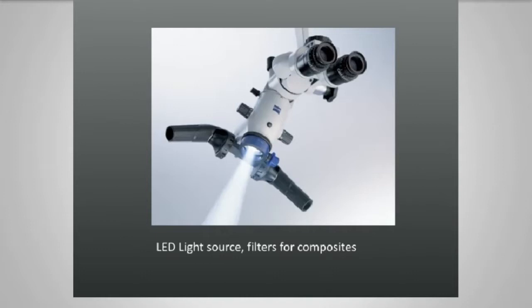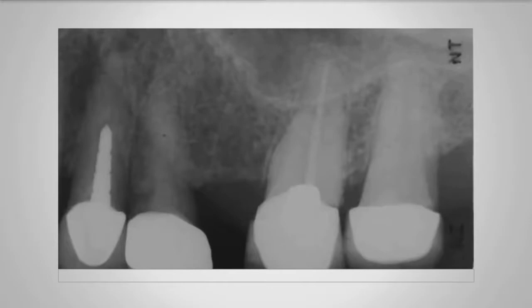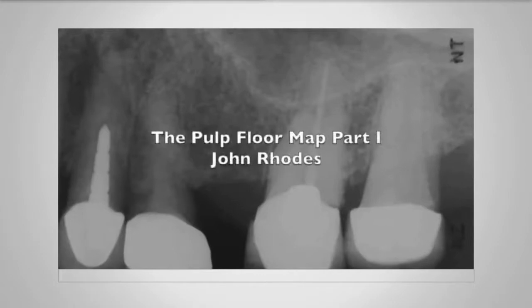So let's have a look at a case. This is a typical case. This molar, upper left first molar, has had an attempt at root treatment, but only the palatal canal has been located. On the radiograph there, the buccal canals are not visible. So we're going to prepare this tooth.